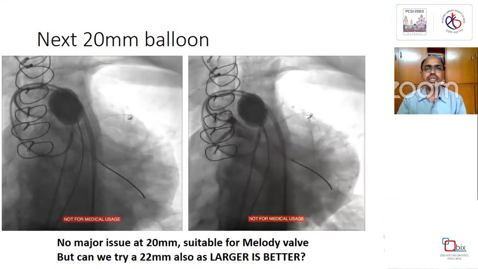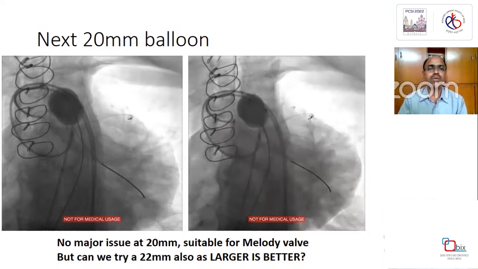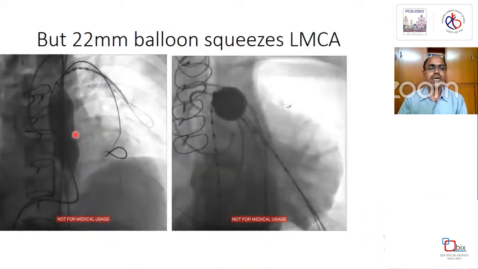But can we try even a larger 22 millimeter balloon? So we went for a 22 millimeter balloon. Here on the 22 millimeter balloon, the cranial projection is not showing any LMCA compression, but the caudal projection is showing a severe LMCA narrowing at this point, indicating that supero-inferiorly the LMCA is getting compressed. So a 22 millimeter balloon is not very safe on the LMCA, whereas 20 millimeter may be safer.